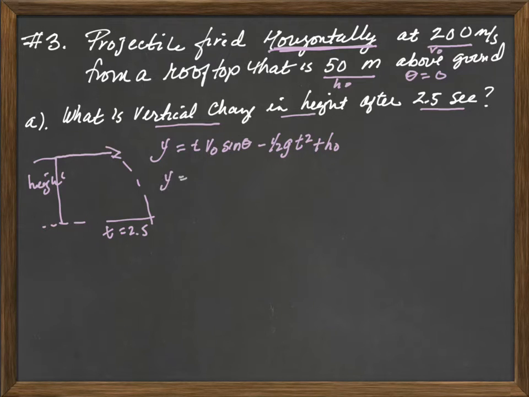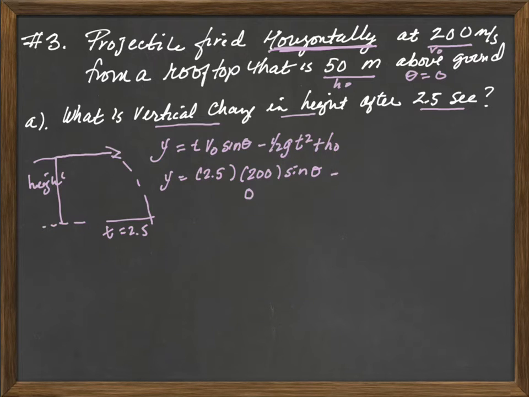So y equals time, 2.5, initial velocity is 200, and sine of 0. We might not need a calculator for this one. This could be a test question given without a calculator, because you know what sine of 0 is. What's sine of 0? 0. So this part's going to be 0. The angle did nothing, it's just going to do a straight fall. All that's left is gravity.